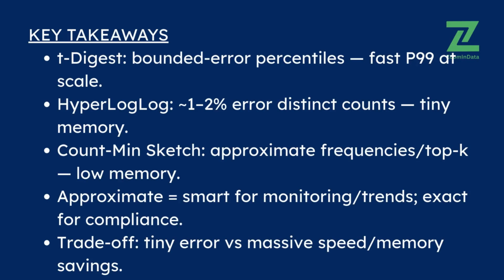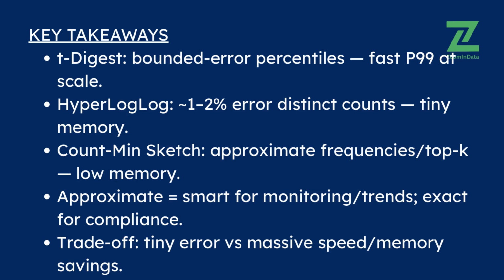To wrap up, t-digest gives bounded error percentiles, perfect for fast P95, P99 at scale. HyperLogLog delivers approximately 1 to 2% error distinct counts with tiny memory, powers dcount. Count-Min sketch approximates frequencies and top K heavy hitters with very low memory. Approximate aggregations are smart for monitoring, trends, and dashboards. Exact remains mandatory for billing and compliance.